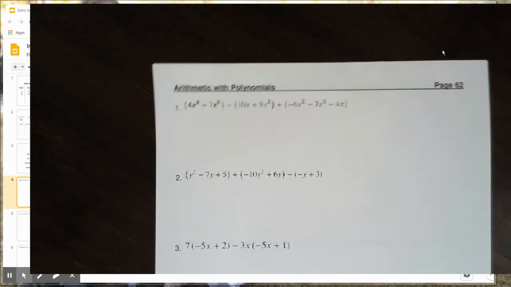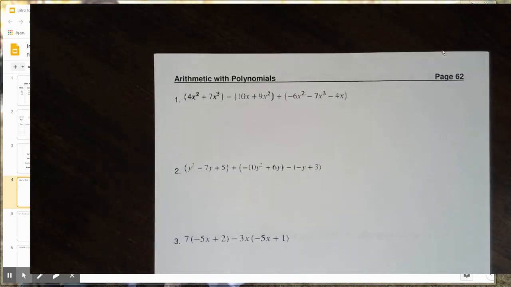So what I'm going to do first is just work through questions 1, 2, and 3 so that you see exactly what I would do if I was doing these questions. And then we'll talk about the ones that are word problems.